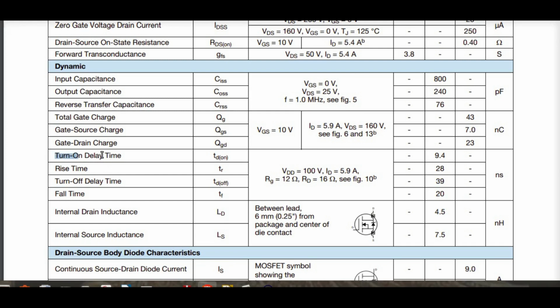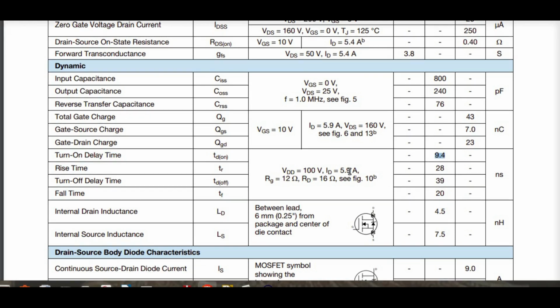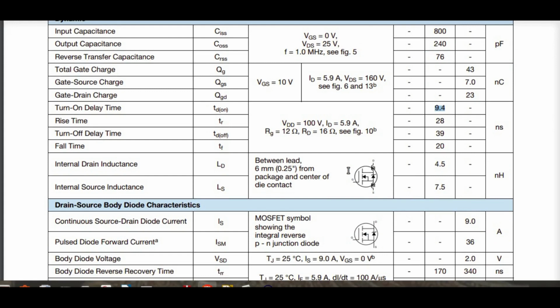Turn on delay is 9.4 nanoseconds. So turn on is faster than turn off. It is because we can charge various capacitors so fast that it can turn on faster. While turning off, we have to discharge the capacitor, so it takes a little bit longer time.